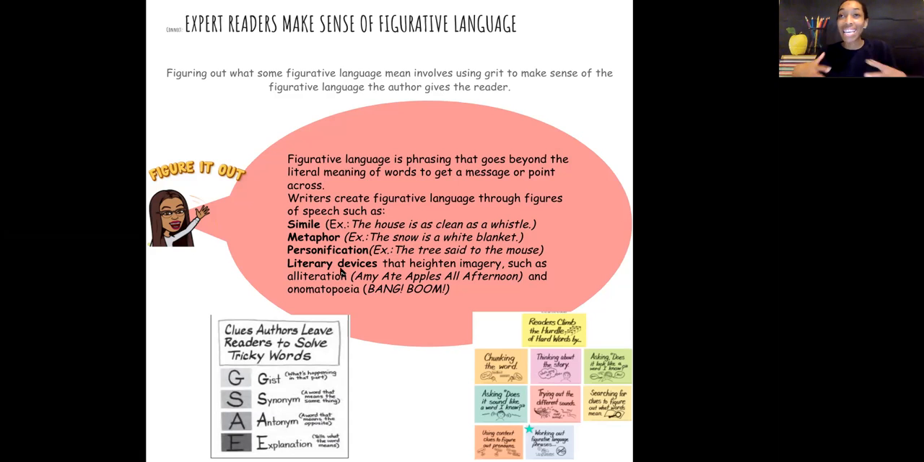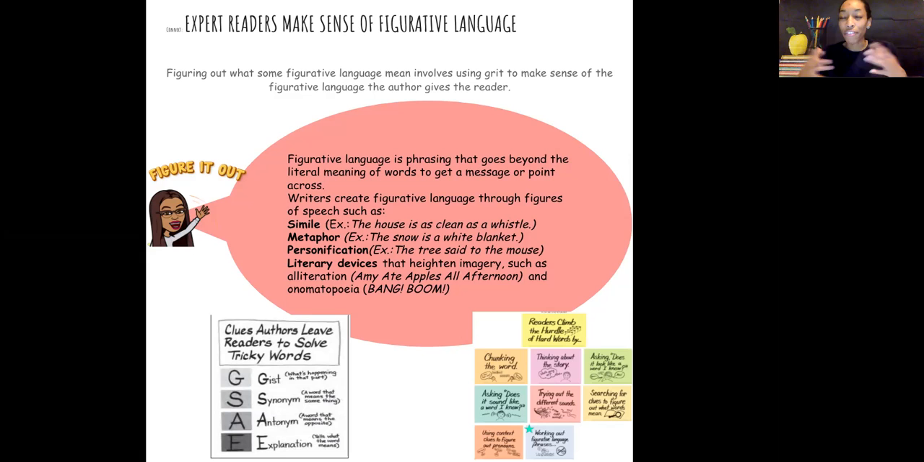Personification makes any object a living thing that's able to talk and do what humans do. For example, the tree said to the mouse, whatever the tree said. But that is an object that does not talk like humans do. So therefore, it personifies any object. The pen said to the desk, or the pen felt sad. That's personification.